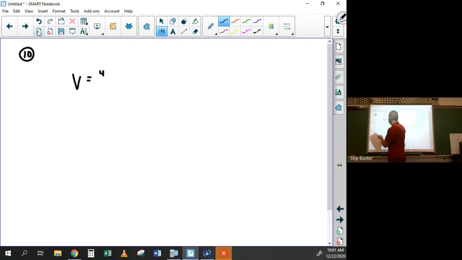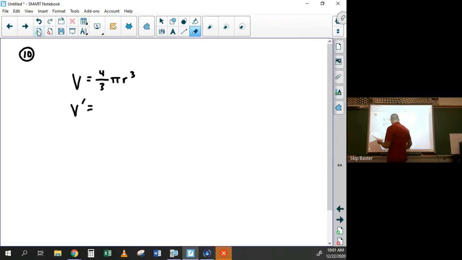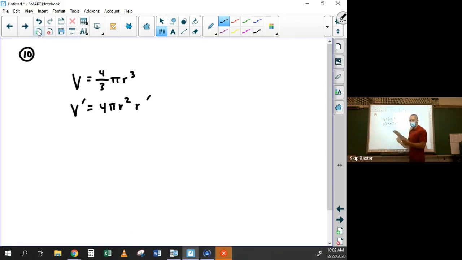V equals 4/3 pi r cubed. V prime is 4 pi r squared r prime. So they're basically saying if this is a constant positive number because it's increasing, then what is this? It's also a constant positive number. This is r squared, right? When I took the derivative, I didn't include r prime, so that's why I.